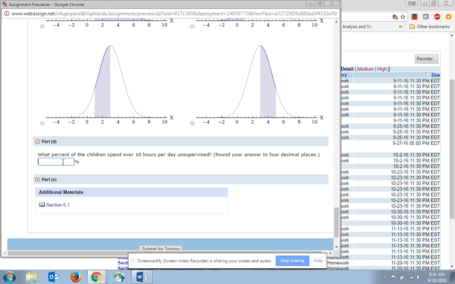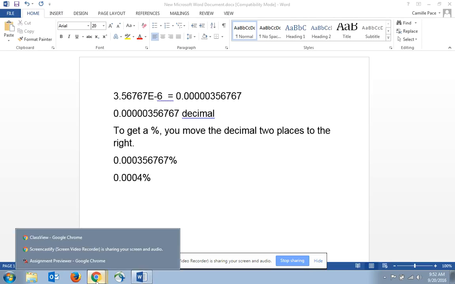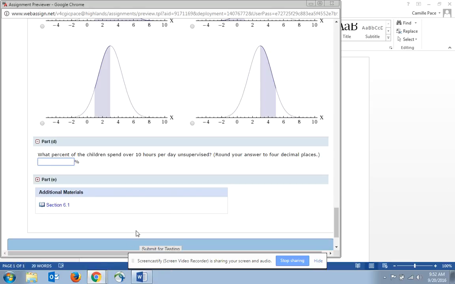Okay, for this one, this is a normal CDF, but there is a catch. There's a percentage sign. You're going to get the value out of the calculator using the normal CDF function, and it's going to be a decimal. You have to convert it to a percentage. Now remember, I showed you how to do that right here, so you should know how to do that.